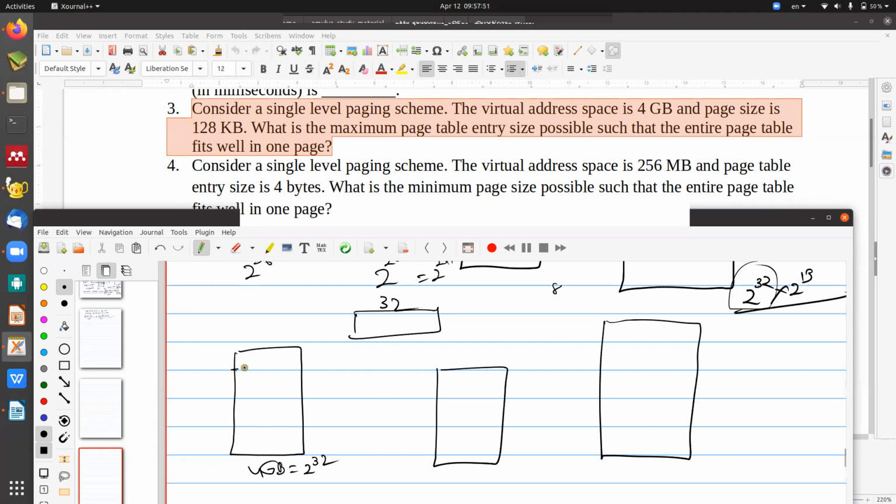And what page size is given? 128 KB. This is the easiest one. How much will it be? 128 KB, what does 128 KB mean? 2 to the power 17, so this is 17, right? If it becomes 17, how much is it? 15. So that's done.